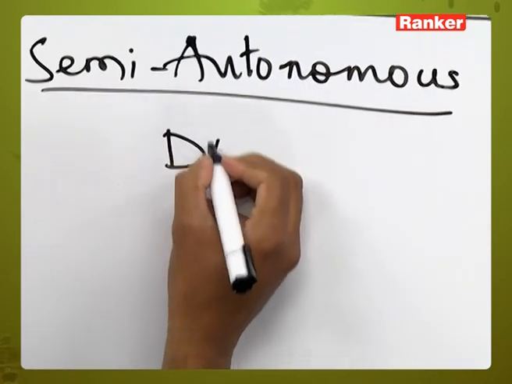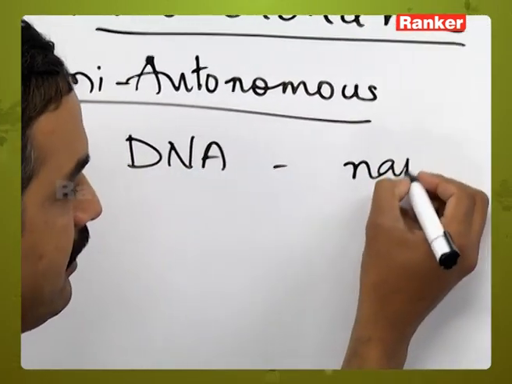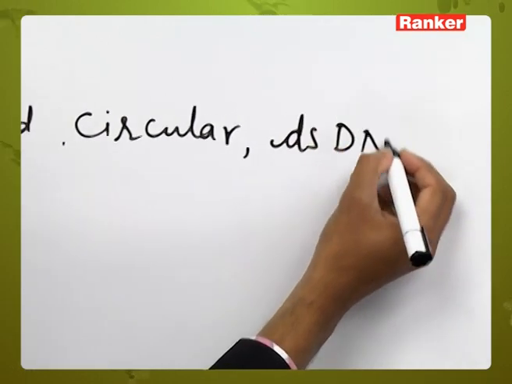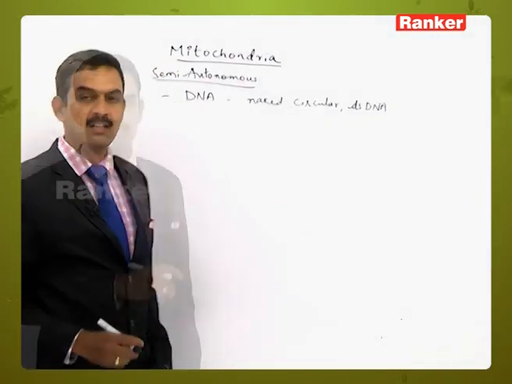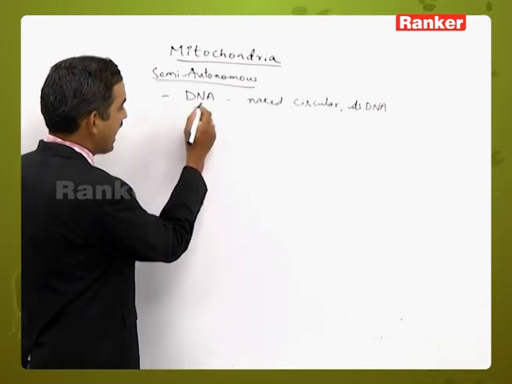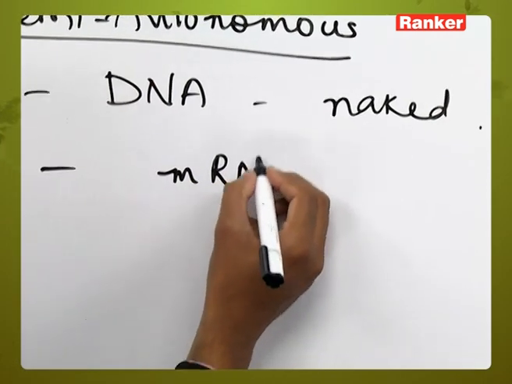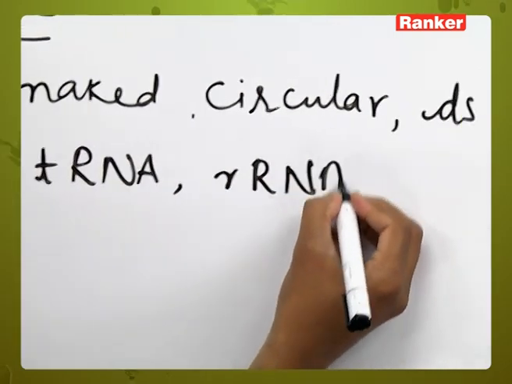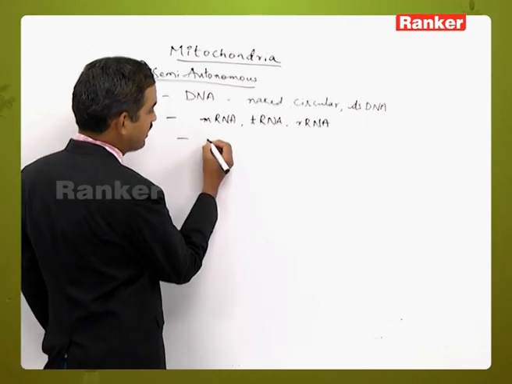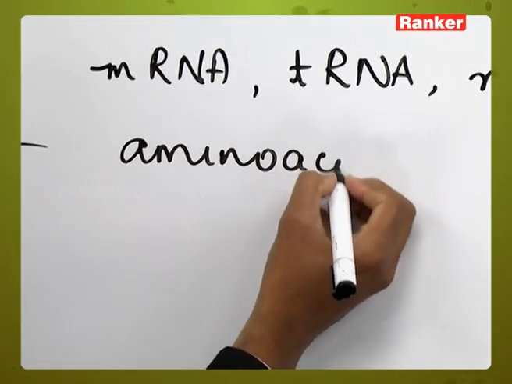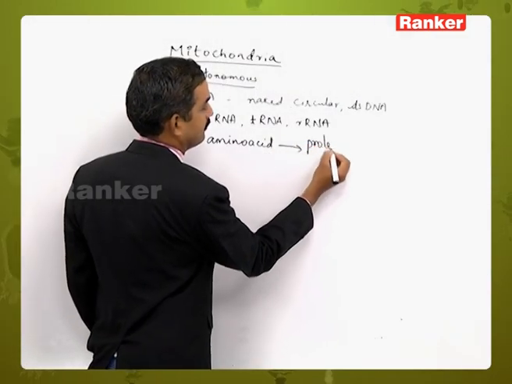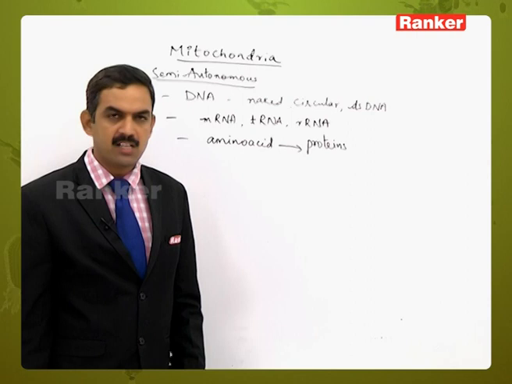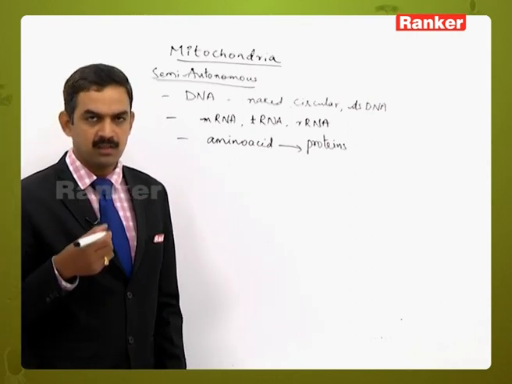Whatever DNA is present is generally naked, circular, double stranded DNA. So, this is one reason why it controls some of the functions of the mitochondria. This DNA helps in the formation of mRNA, tRNA and also rRNA inside the mitochondria. They are also concerned with the conversion of amino acids into proteins. So, some of the functions are performed by itself, but it is not that all the functions are under the control of the DNA present inside the mitochondria.